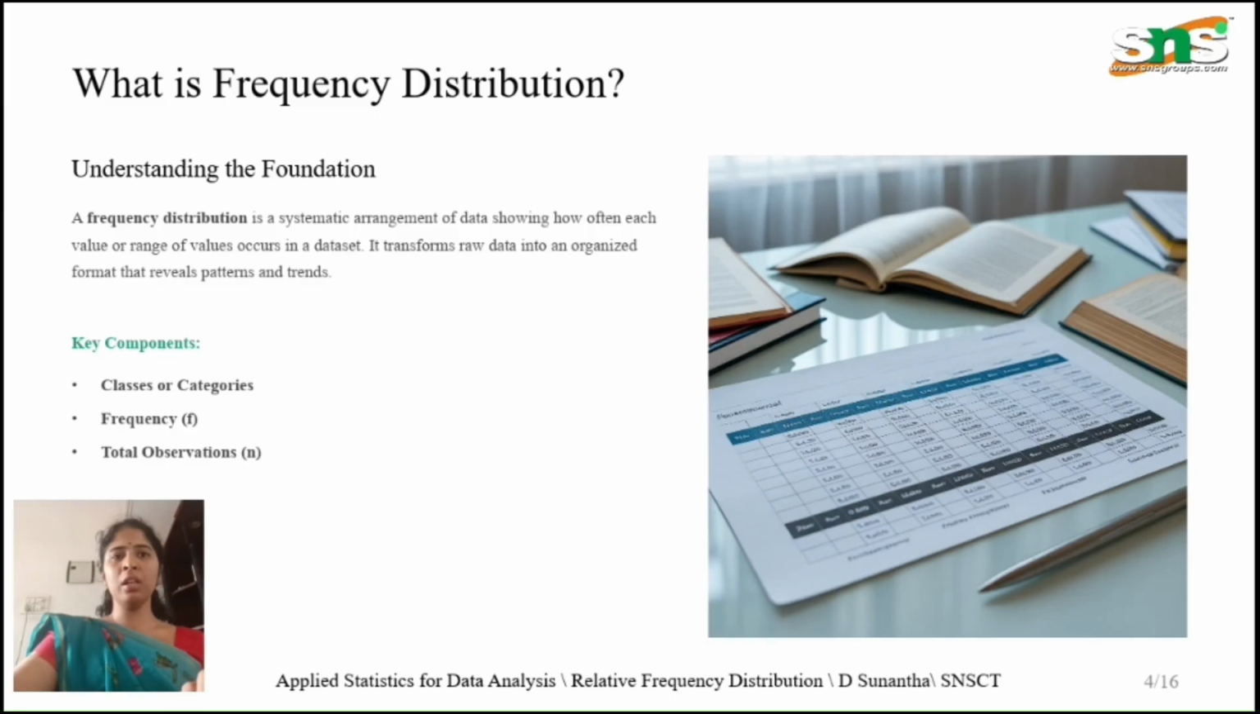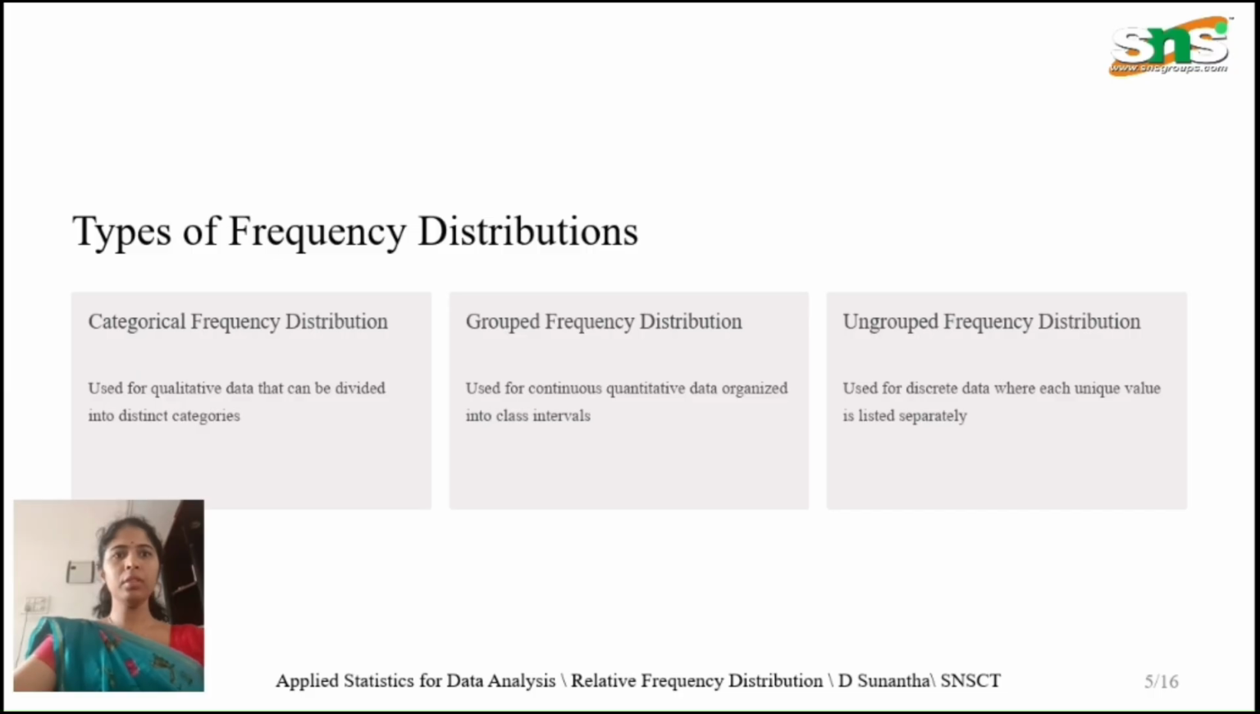So here is the frequency. What is frequency? A frequency distribution is a systematic arrangement of data showing how often each value or range of values occurs in a data set, which transforms raw data into organized data that reveals patterns and trends. Here the key components will be classes, frequencies and total observations. These are the types of data that we have seen already.